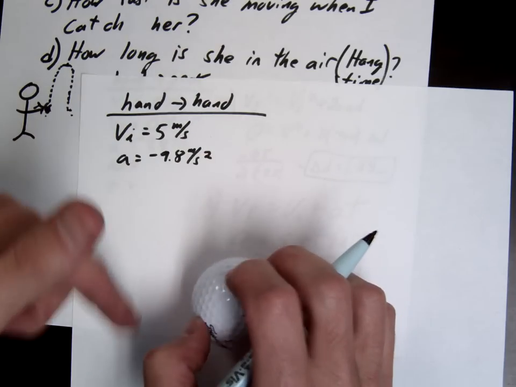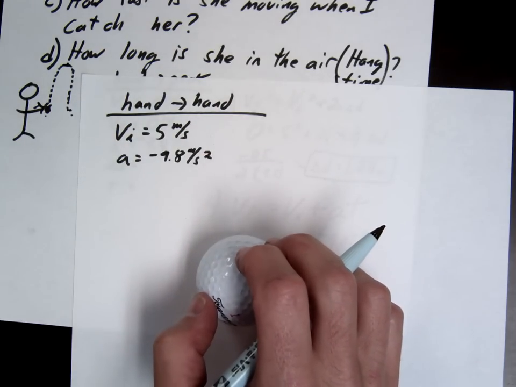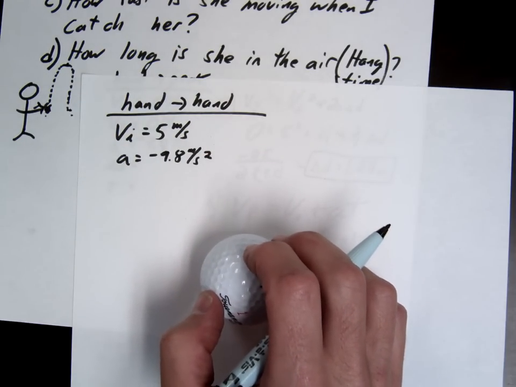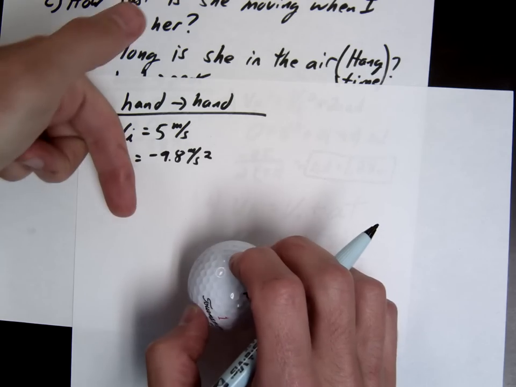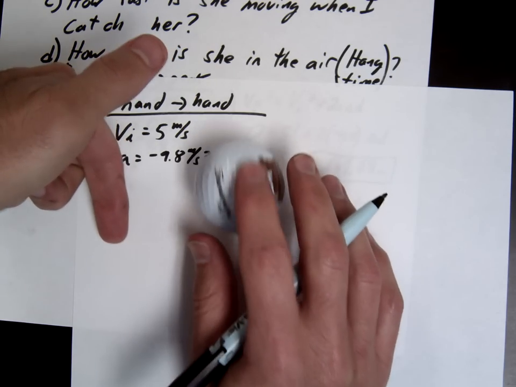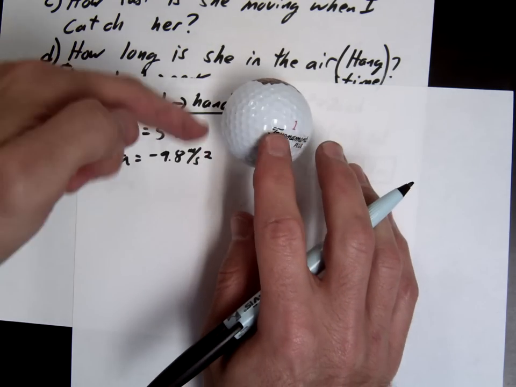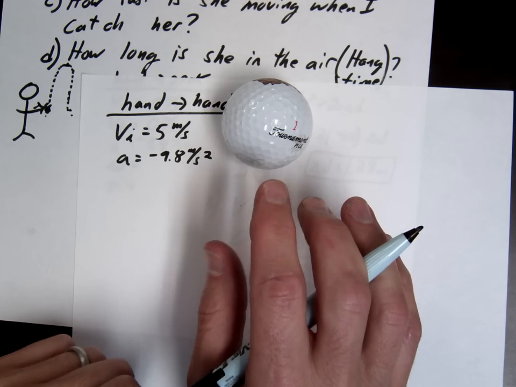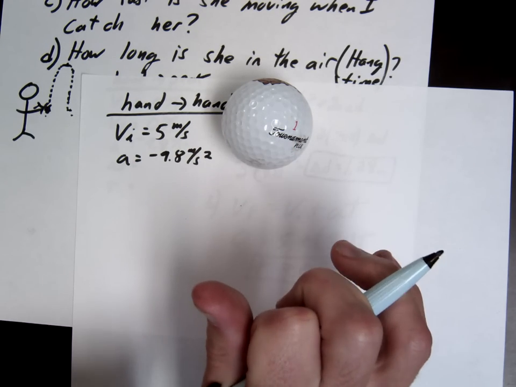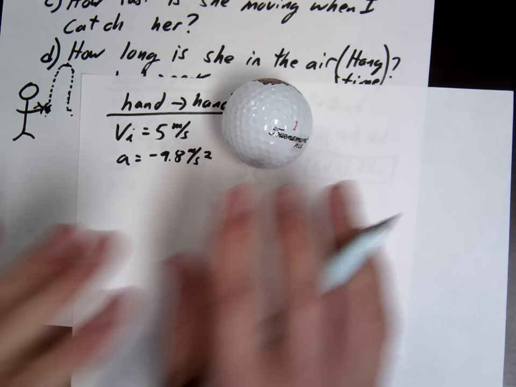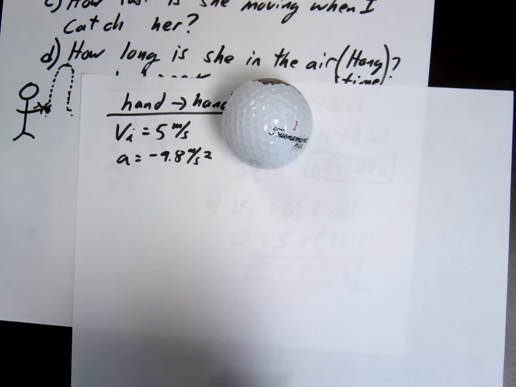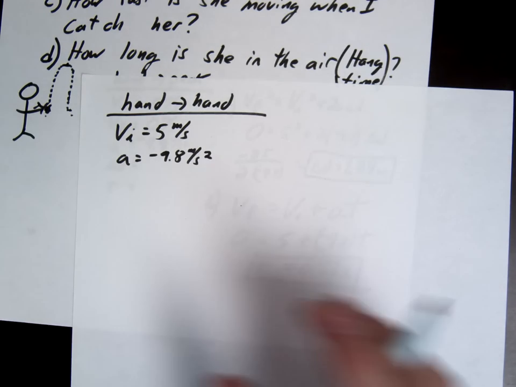So remember, negative acceleration does not necessarily mean slowing down. On the way up, it's slowing down. On the way down, it's speeding up. And then what's it doing at the peak? Changing direction. Yeah, so at the peak, it's changing its direction. So it's doing all three things that acceleration can do in the course of this problem.